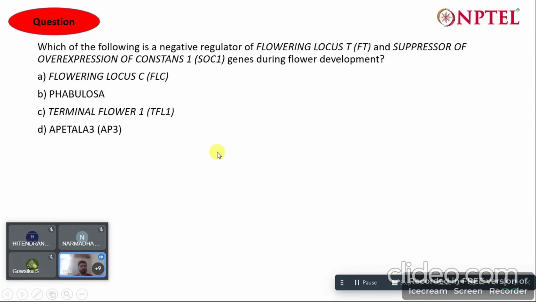So, which of the following is a negative regulator of flowering locus T, that is FT, and suppressor of overexpression of constans 1, that is SOC1 genes during flower development? So, is it flowering locus C, that is FLC, fabulosa, terminal flower 1, or AP3? So, can anybody guess? Option... yes, sir. Okay, any more guesses?